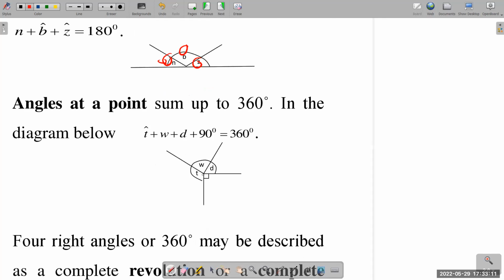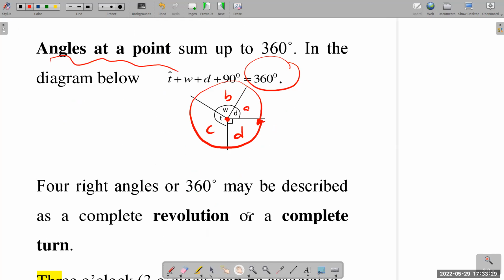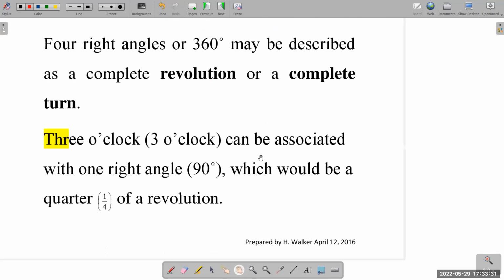Now, if you have a point, and at that point, you have several angles created, those angles, if you look at it, form a circle. And so when you add those angles up, they add up to what? 360 degrees. Angles at a point. These are things we need to remember and easily identify. All right.